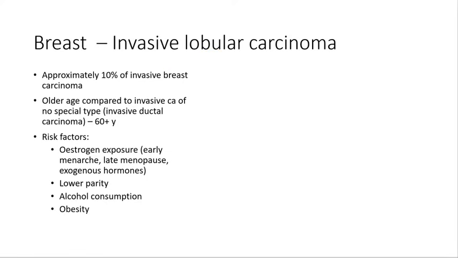Invasive lobular carcinoma makes up approximately 10% of invasive breast carcinomas. It tends to occur at an older age compared to the more common invasive carcinoma of no special type, previously known as invasive ductal carcinoma. So it tends to occur later in life, in the range of 60 plus years of age. The risk factors include prolonged estrogen exposure, for example, early menarche and late menopause, and also the administration of exogenous hormones, for example, oral contraceptives or hormone replacement therapy, lower parity, alcohol consumption, as well as obesity, which are related to estrogen levels.